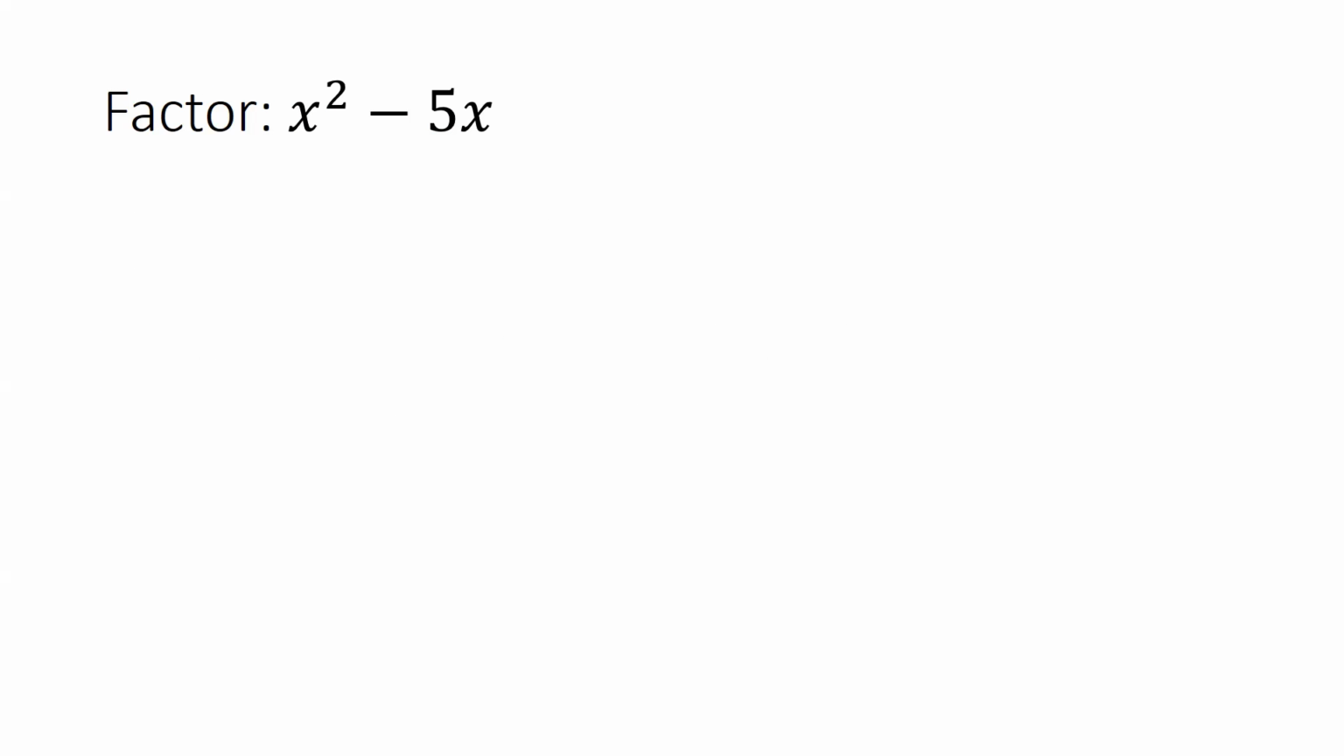To factor this, you notice that there is an x in both terms. You must pull out the x, so it factors to x times x minus 5. That is now factored completely.